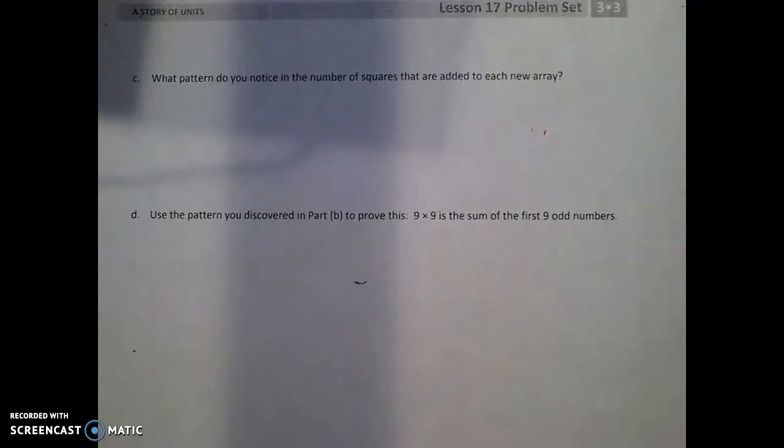I'm only going to have you spend maybe a minute and a half on this one. If you don't get it, totally okay. Just give it a little try, and then we'll talk about it in math groups.